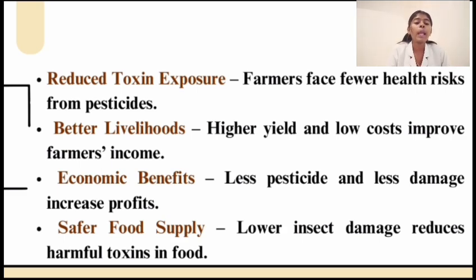Then, improved livelihood. Farmers earn more because Bt crops give higher yields but cost less to maintain. Economic benefits: less pesticide use and fewer crop losses, which means better harvests and more profit for farmers. Then, food safety and supply. Bt crops prevent insect damage and fungal toxicity, making our food safer.